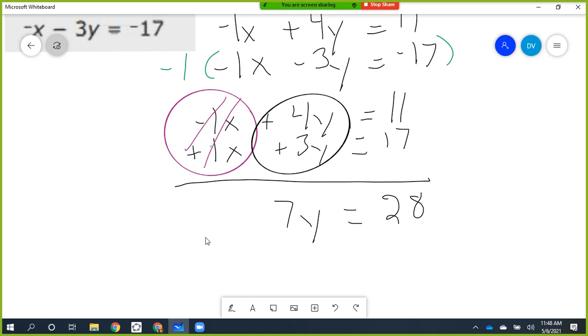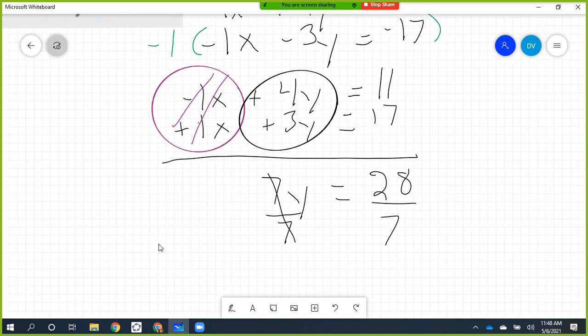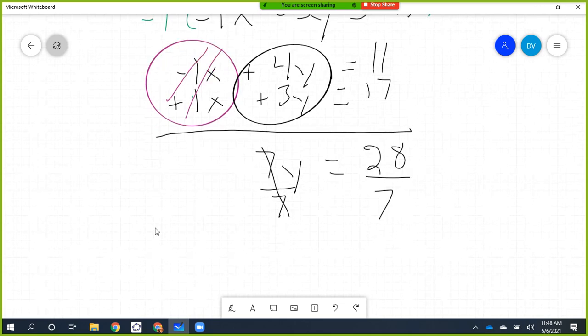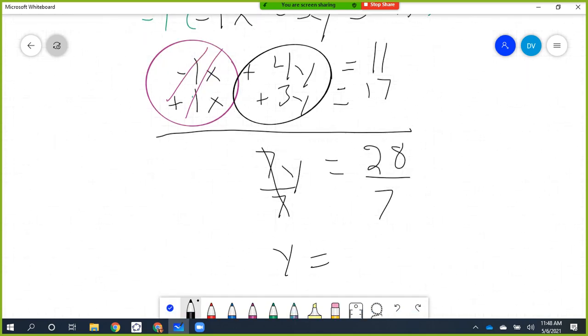So we're going to divide by. How much time do I have? We're going to divide by 7. And then we get y is equal to 4. 28 divided by 7 is 4. So am I running out of time? Oh, I am. Let me hurry up then. Y is equal to, I'll still post this. Y is equal to 4. It'll just take me a minute.